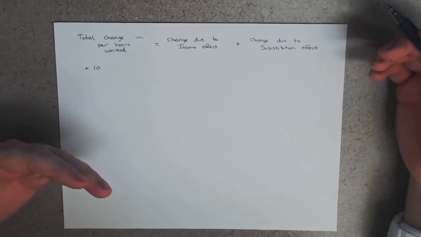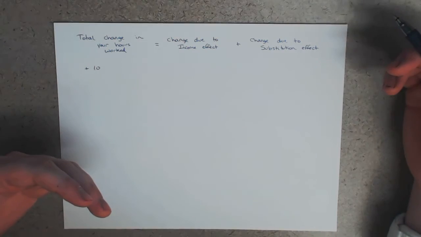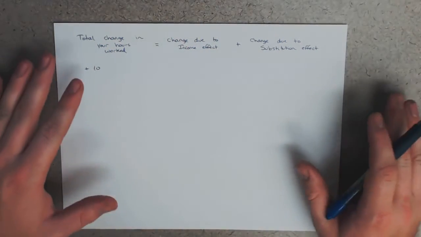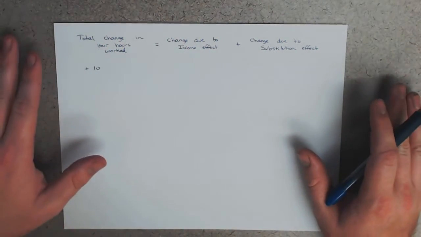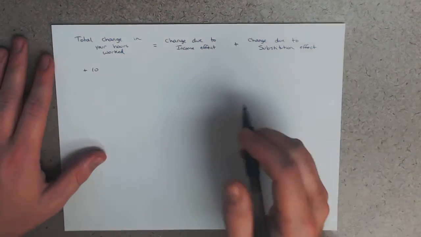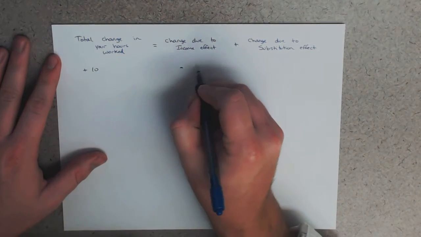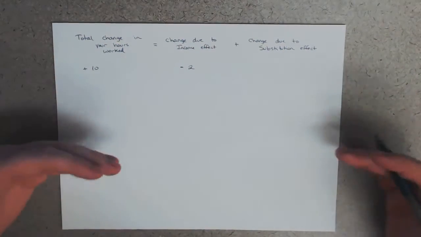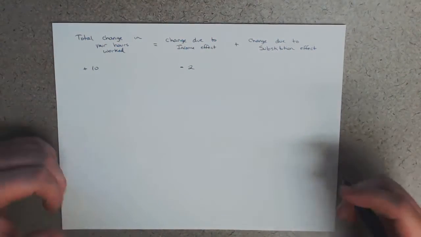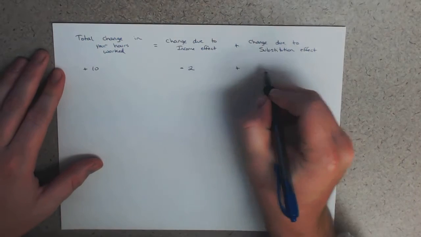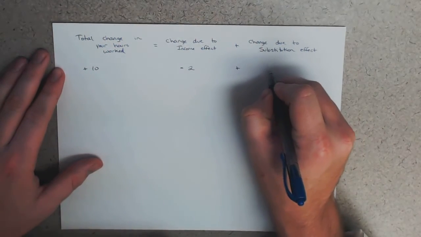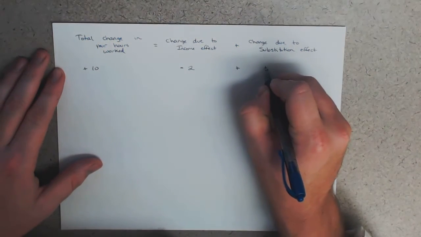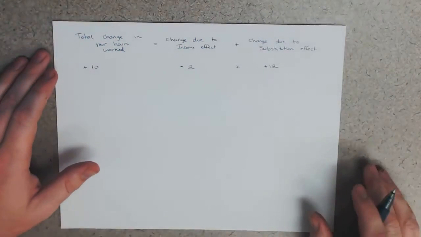But if I were to just give you the extra money for free, for no work at all, nothing that you have to do, right? Well, you might change your work by -2 hours, right? You might work 2 hours fewer, okay? And what that means is that the change due to the substitution effect must be a positive 12, okay?